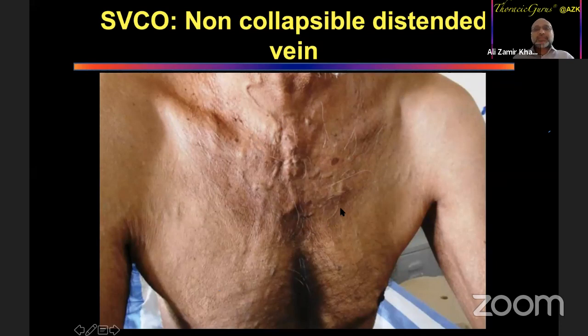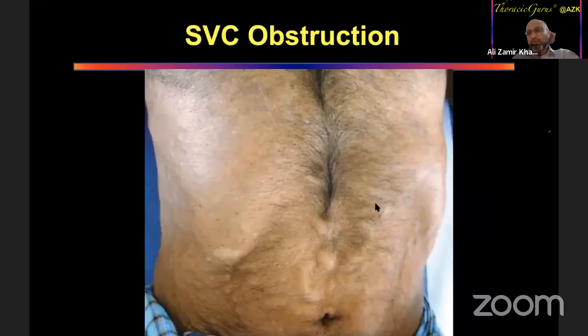So this is the classical engorged collateralization on the neck and on the chest wall. It's really classical. Once you've seen one patient, you'll never forget this, and every time you see this patient in your clinic, you'll be able to diagnose it. Here is the epigastric collateralization. This is because of the superior and inferior epigastric veins. There is a lot of back pressure and these vessels open up.